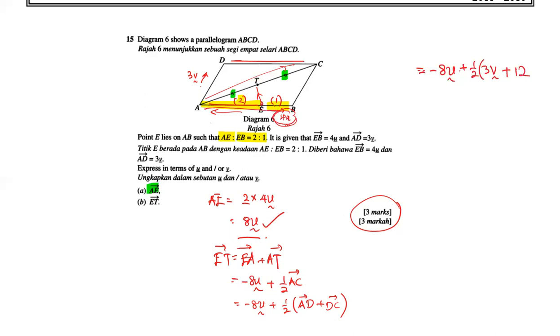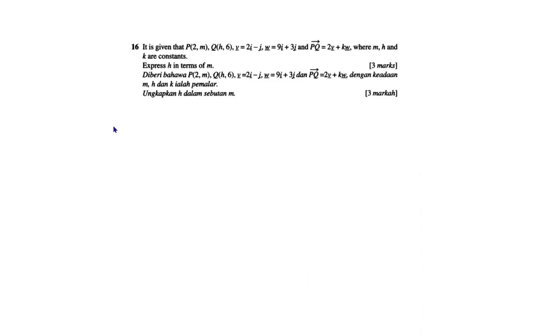So when we do vector, the most important is the diagram. Do everything in the diagram. Then you get 3 over 2 V minus 2U. Okay, finish. 3 marks. So 2019 paper 1, you have this question, 3 marks. And then another question came up, 2 questions in that 1 year.